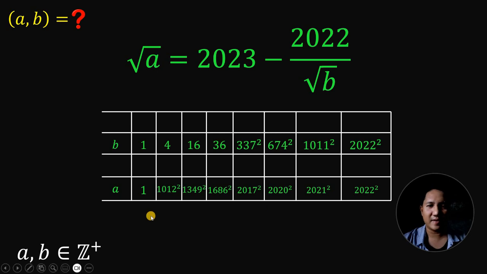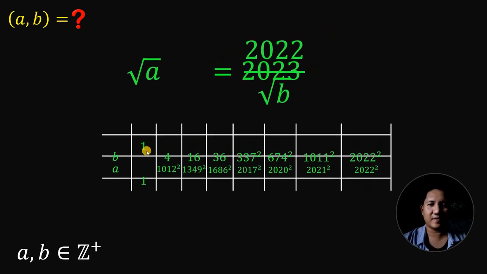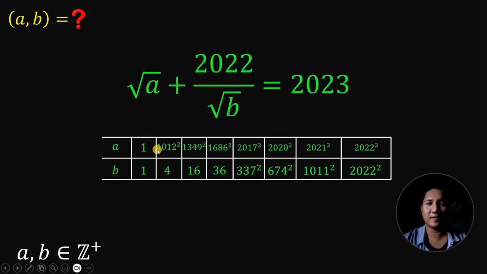Now, since our goal is to solve for the values of a and b only, here we go. If a is equal to 1, b must be equal to 1. If a equals 1012 quantity squared, then b must be 4. If a equals 1349 quantity squared, then b must be equal to 16, and so on and so forth. Therefore, our answer to this question is in this box.